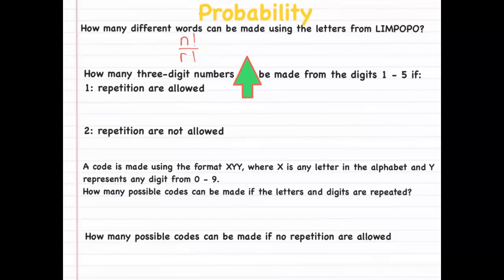So therefore we can say 7 factorial divided by the letters that repeat themselves. And that is P and P, so 2 factorial times, and is there any other letters that repeat themselves? Yes, O and O, so again 2 factorial. Then we can simply work that out on the calculator by writing the 7 factorial, using the fraction button, writing 2 factorial times 2 factorial, and that equals 1,260 different words that can be made by rearranging those letters.